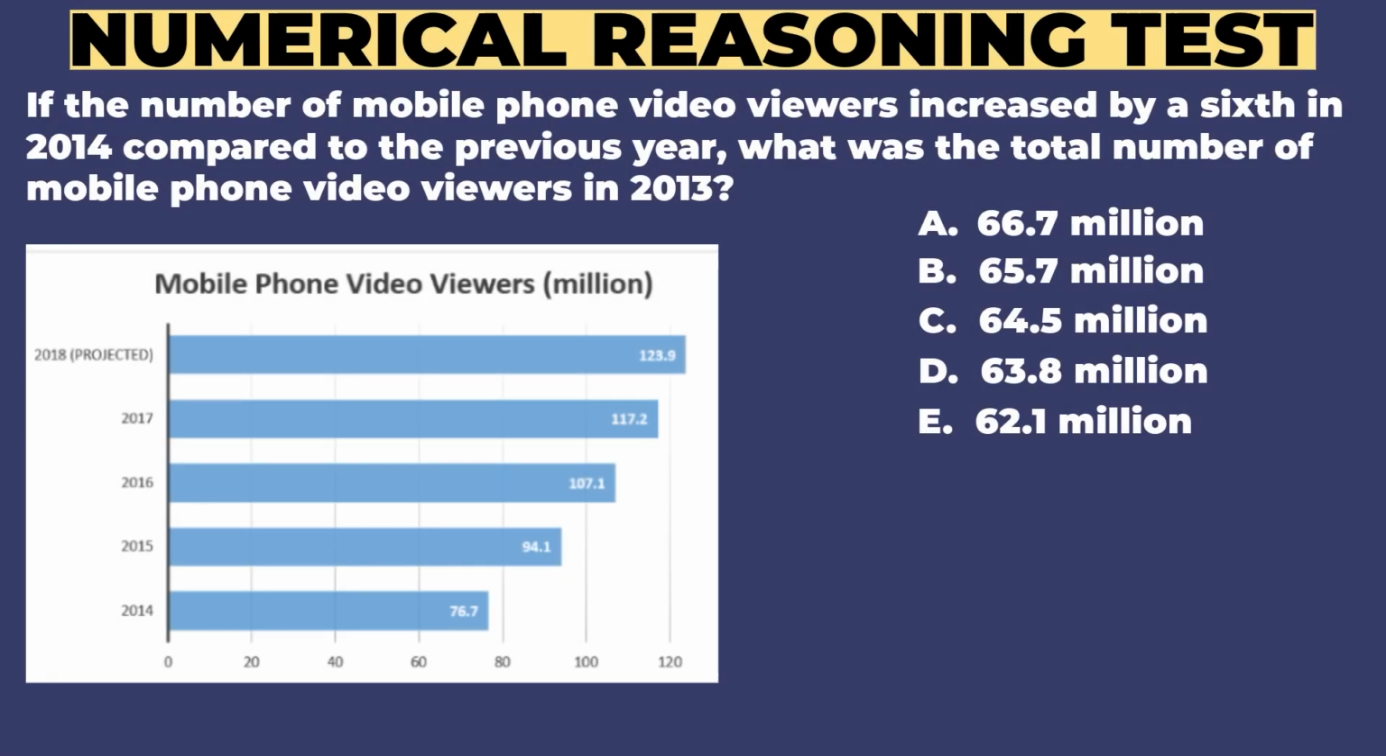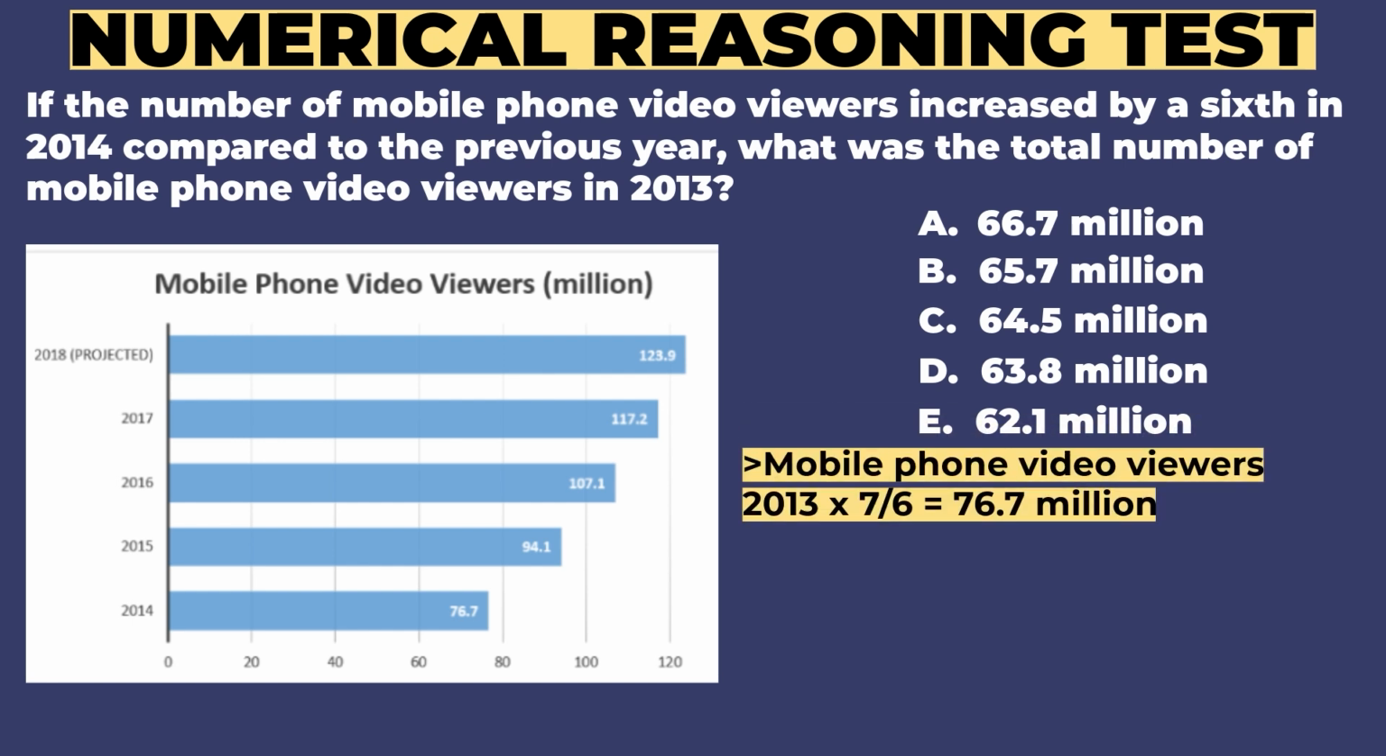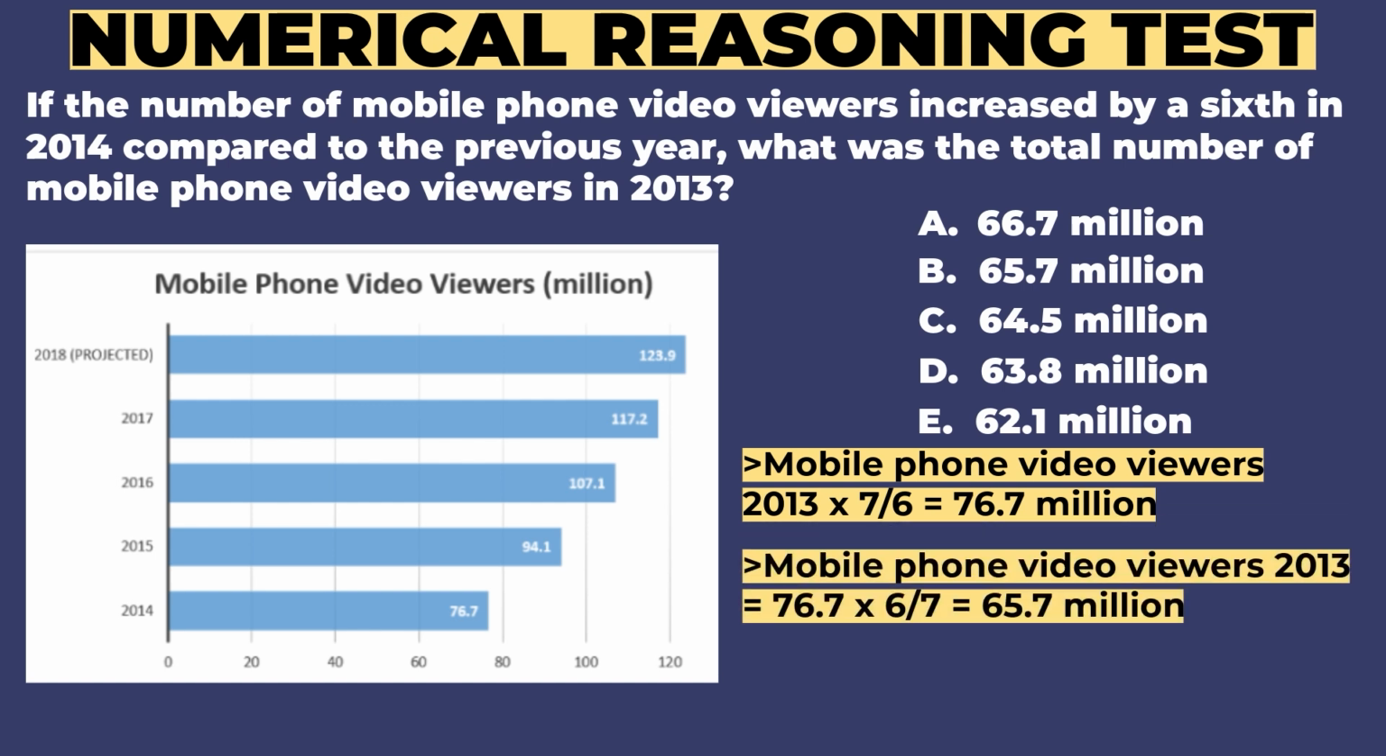All right, we're back. To solve this, calculate the total number of mobile phone video viewers in 2013. Mobile phone video viewers 2013 times 7/6 equals 76.7 million. Mobile phone video viewers 2013 equals 76.7 million times 6/7, which is 65.7 million. Thus, the correct answer is B, 65.6 million.